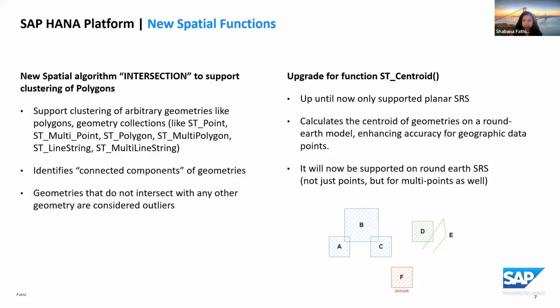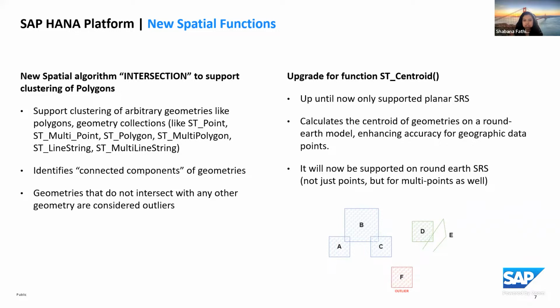What this algorithm does is it identifies the connected components within the data. Simply put, it helps you find clusters of geometries that intersect or are spatially connected. This is very valuable in scenarios where you want to analyze or group areas that overlap or are very close to each other, like identifying clusters of regions with similar characteristics or detecting neighborhoods based on geographic features and so on.